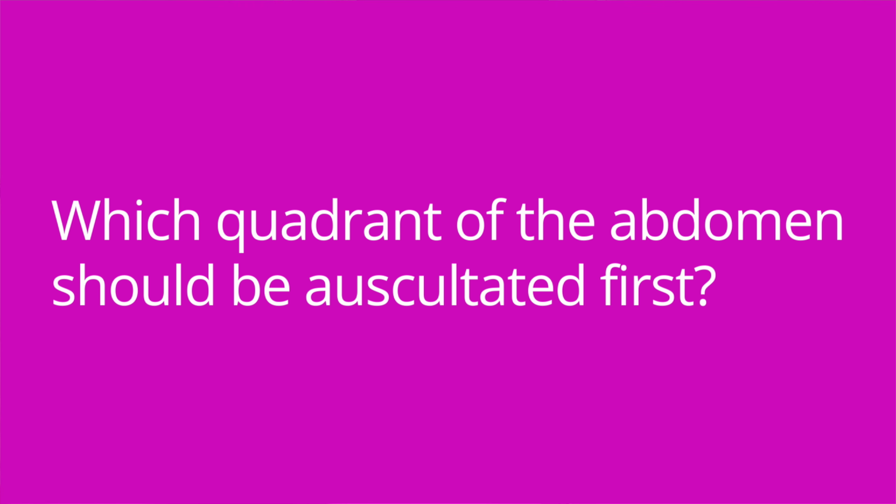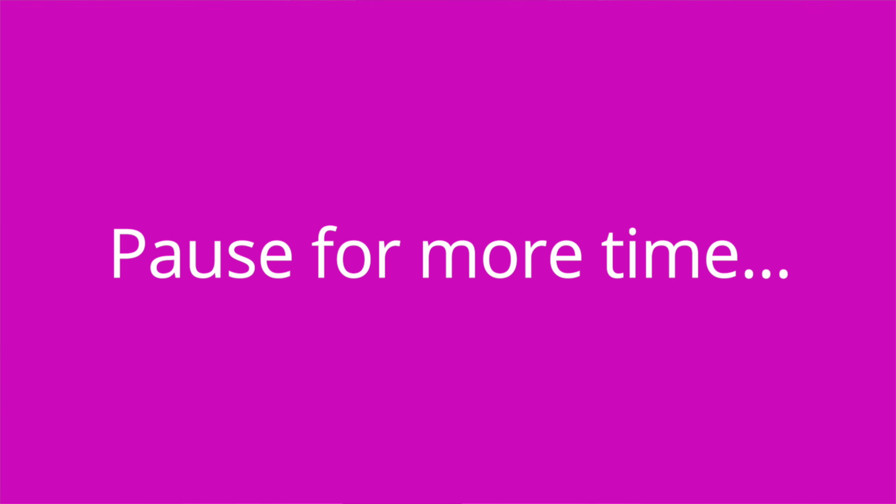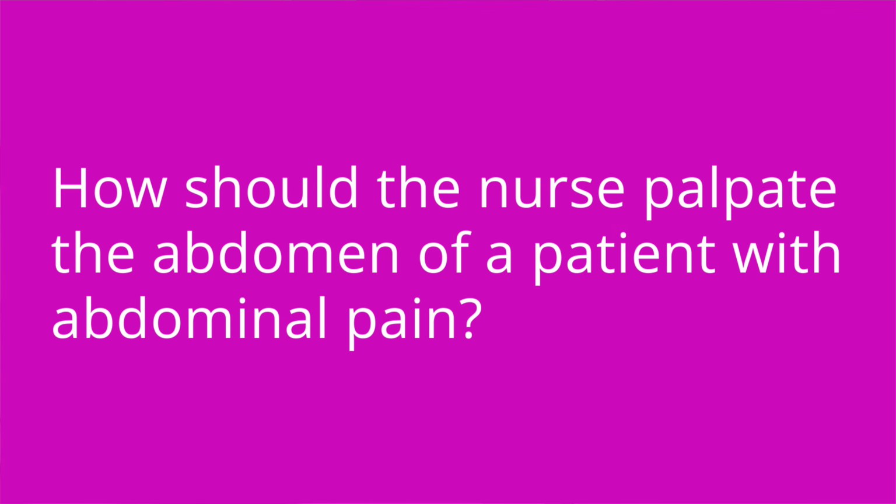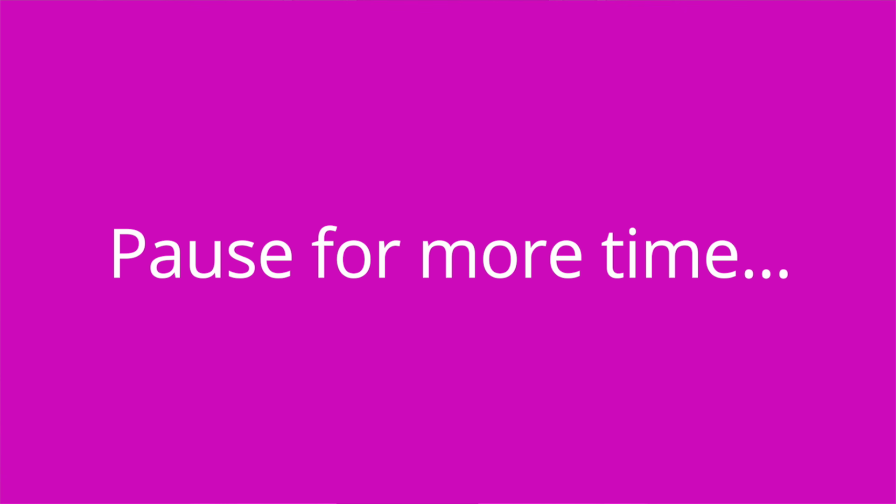All right, now I've got some quiz questions for you to test your knowledge of key facts I provided in this video. Which quadrant of the abdomen should be auscultated first? The right lower quadrant. How should the nurse palpate the abdomen of a patient with abdominal pain? By palpating the tender areas last.